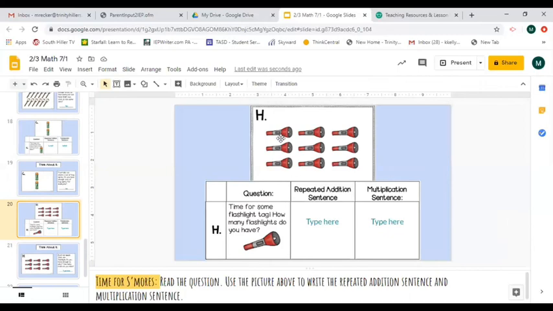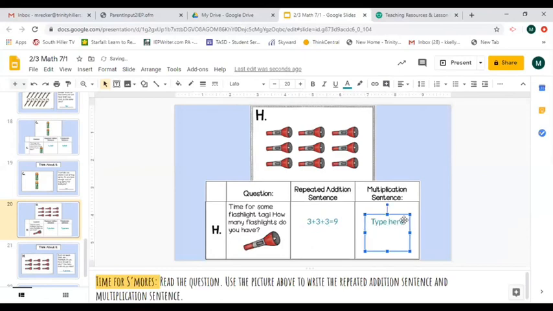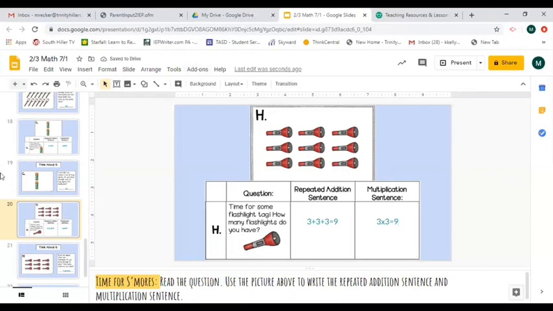Okay, so let's count. There's 1, 2, 3, 1, 2, 3, 1, 2, 3. So let's do our repeated addition. It would be 3 plus 3 plus 3 equals 9. And then our multiplication sentence would be 3 times 3 because there's 3 rows with 3 in each row, and that is 9. So we have 9 flashlights.